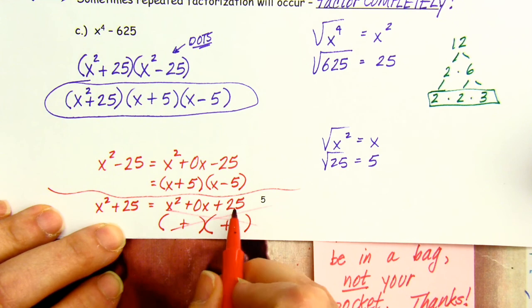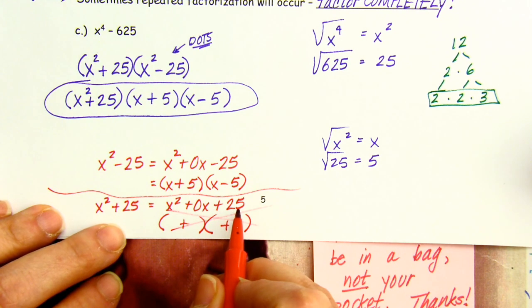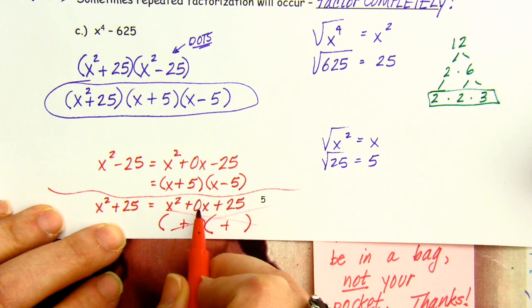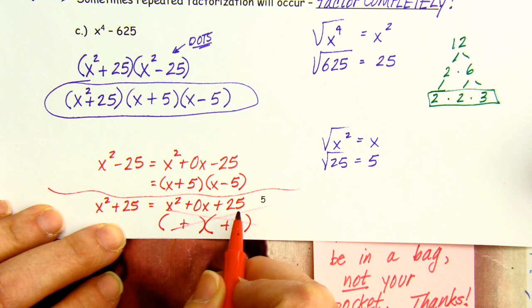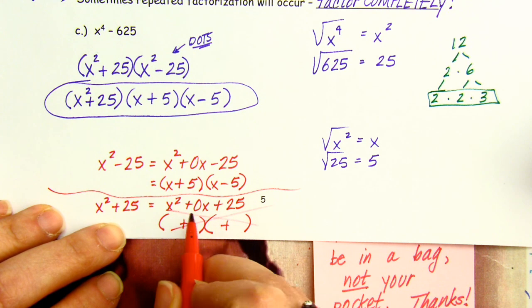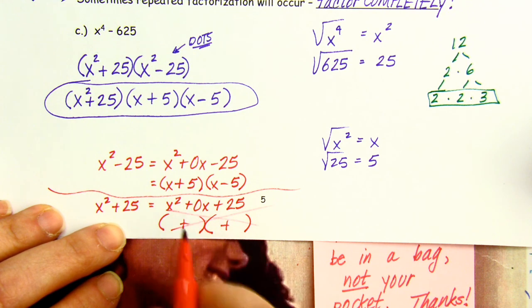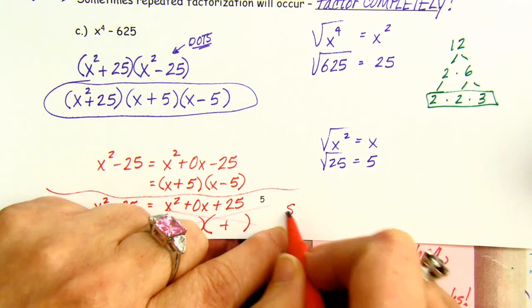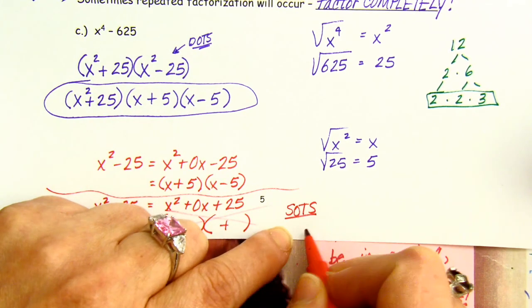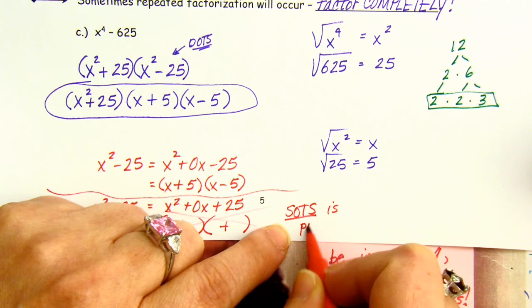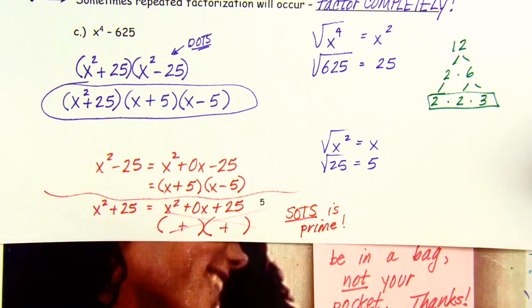The only way to get 25 is 1 times 25 or 5 times 5. And if I'm adding 1 and 25, I get 26. That's not 0. And if I choose 5 times 5 and I add them, I get 10, not 0. So this never works. The sum of two squares is prime. It can never be factored. Never, never, never.